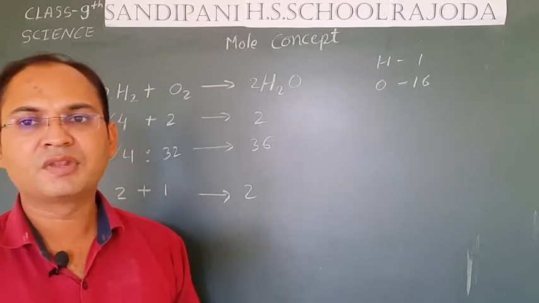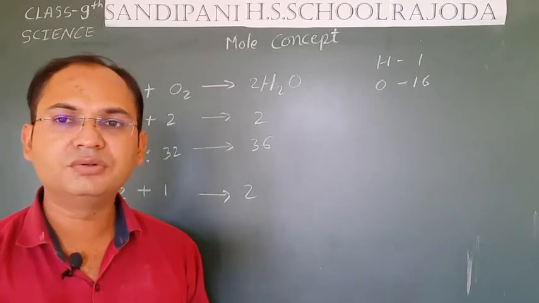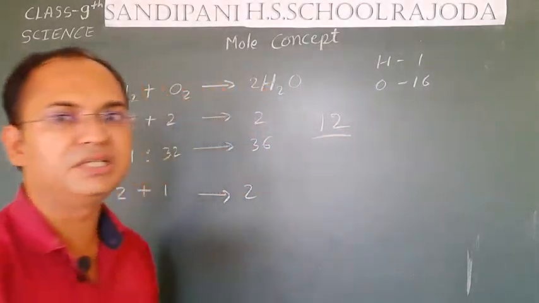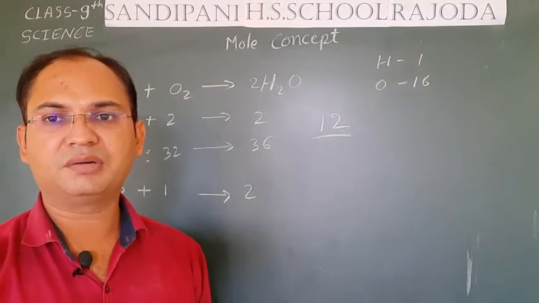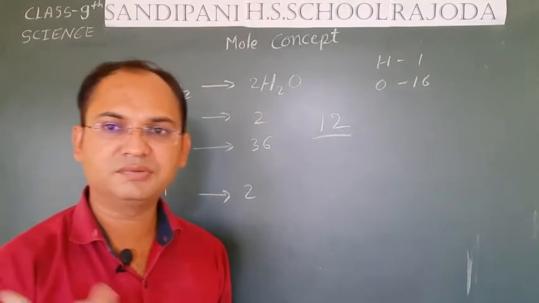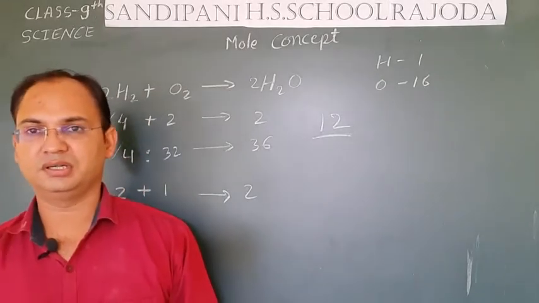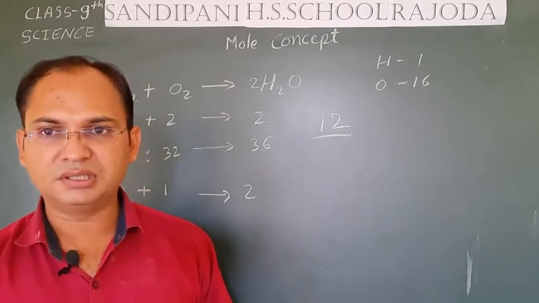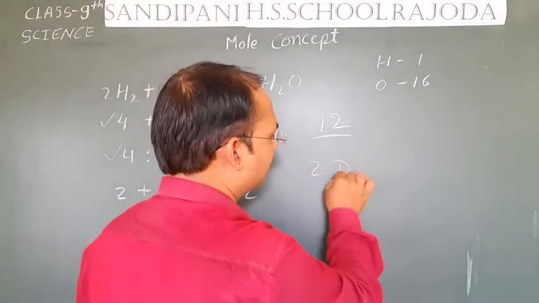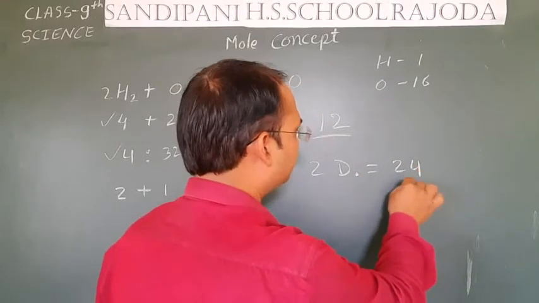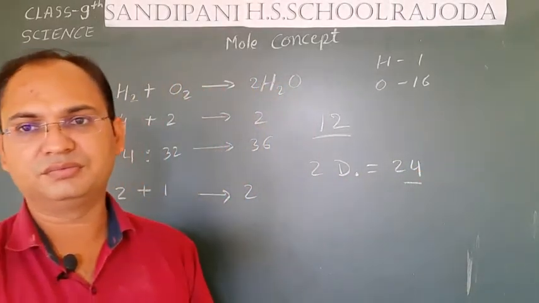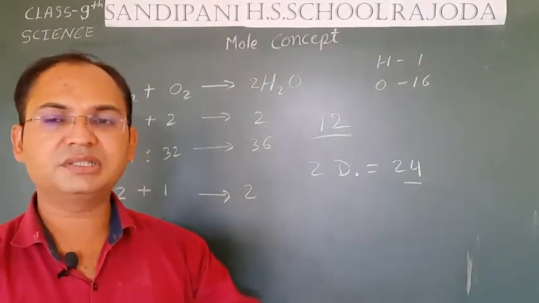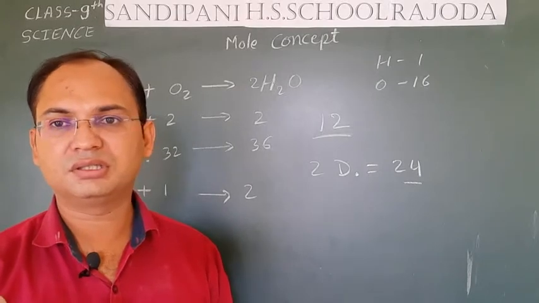For example, 1 dozen. You know that anything which is 12 in number, we call 1 dozen. If we talk about 1 dozen bananas, then it is equal to 12 bananas. If we talk about 1 dozen pencils, that means 12 pencils. If we talk about 2 dozen pencils, then it will be equal to 24, because 1 dozen is equal to 12.